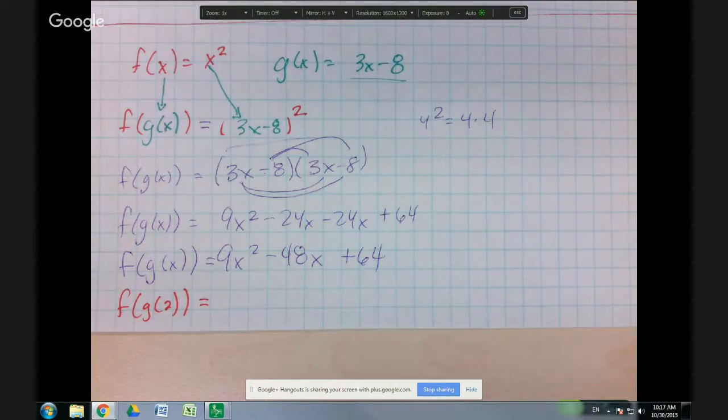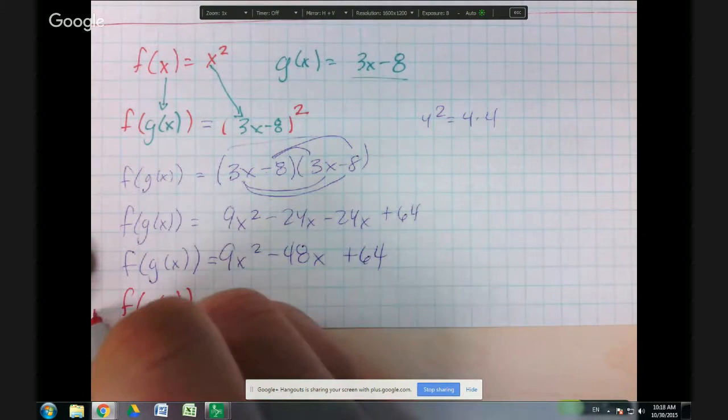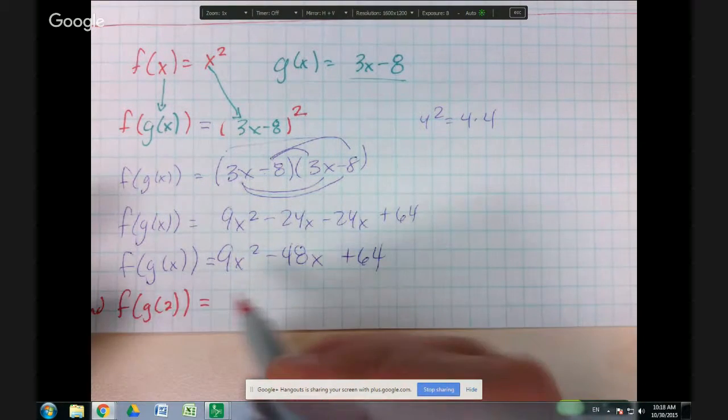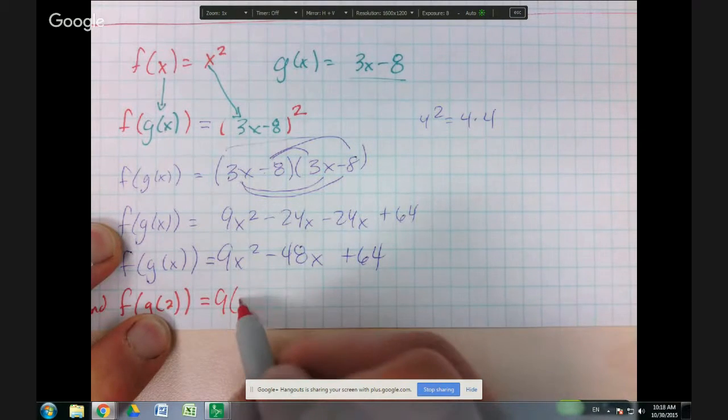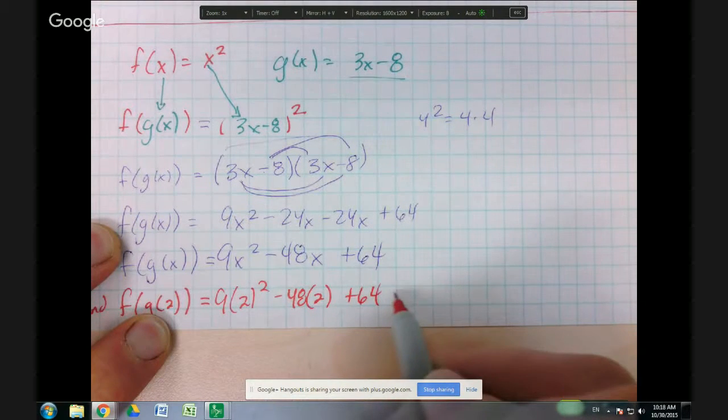Okay. What is f of g of 2? I pulled it out of thin air. But isn't it going to give us the number? You're going to be given the number. Yeah, okay. On the sheet, it says f of g of 3. Okay. So plug that in for x, right? And do the math.